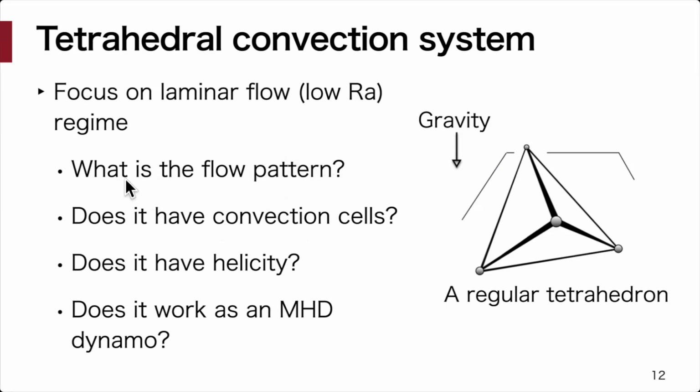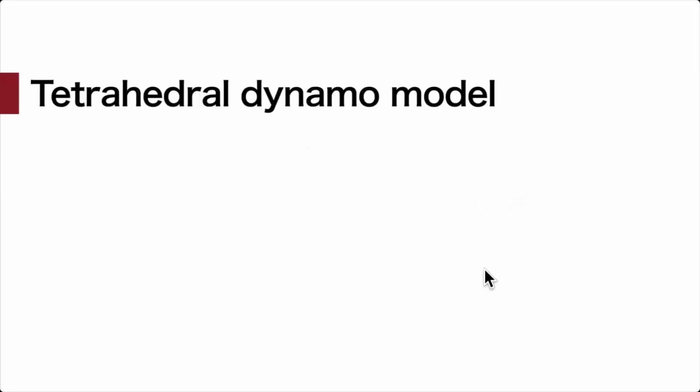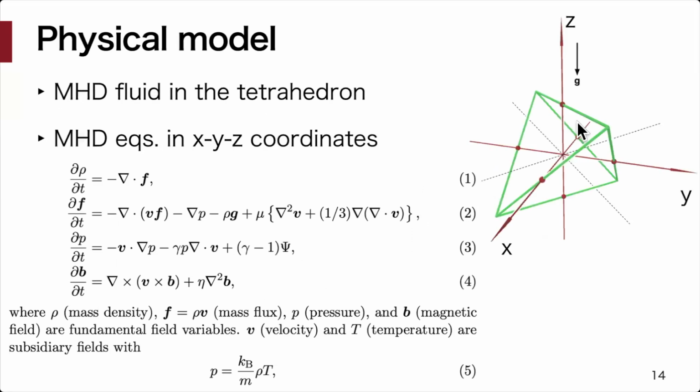So the questions are: what is the flow pattern in this kind of simple configuration? Does it have convection cells, or does it have helicity? That's an important point. And does it work as an MHD dynamo? So this is the model. We think about a regular tetrahedron in this XYZ coordinate system. This edge is in the XY plane, and this edge is also parallel to the XY plane. We think about an MHD fluid confined in this regular tetrahedron region, and we solve the MHD equations in the simple XYZ coordinate system.